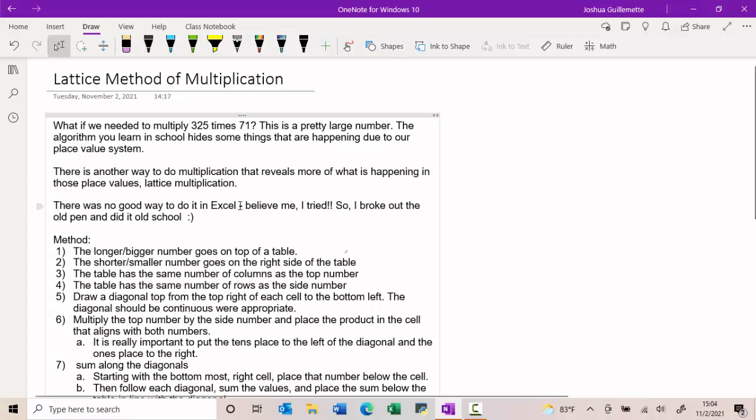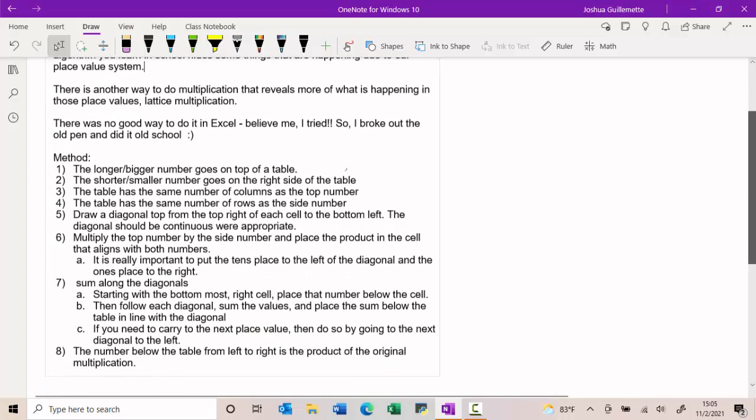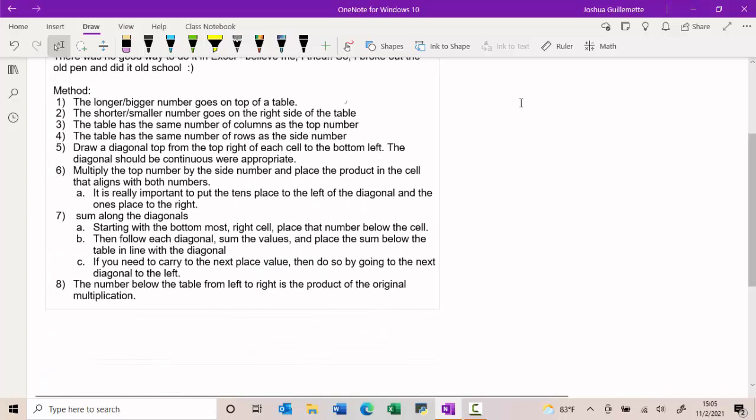There was no good way to do it in Excel. Believe me, I tried. So I broke out the old pen and tablet, and I did it old school, okay? So, I'm going to move this up, and I'm going to do the method right next to this method, all right? So, let me go ahead and get the pen ready, okay? I am sorry, it's been a while since I used the pen.